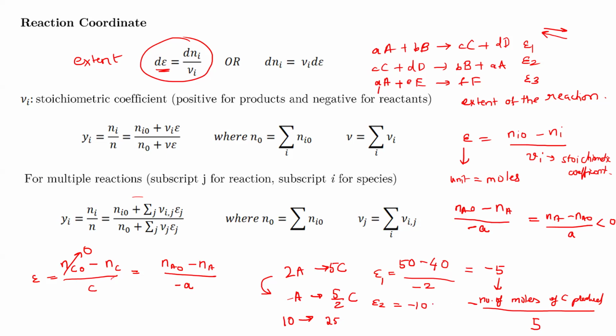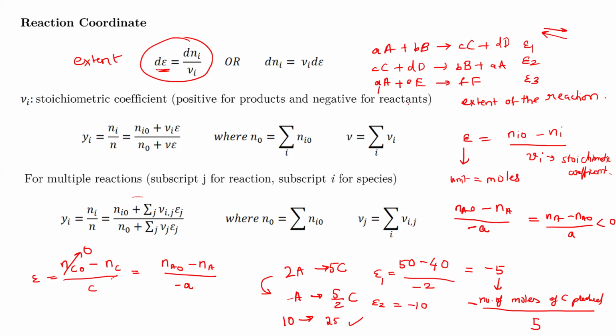I think you understand, right? When 10 moles of A have reduced, 25 moles of C are produced. 10 gone, 25 produced. For 1 gone, 5 by 2 is coming, so 10 into 5 by 2 is 25. So extent helps us write the dynamics for each component in a reaction.